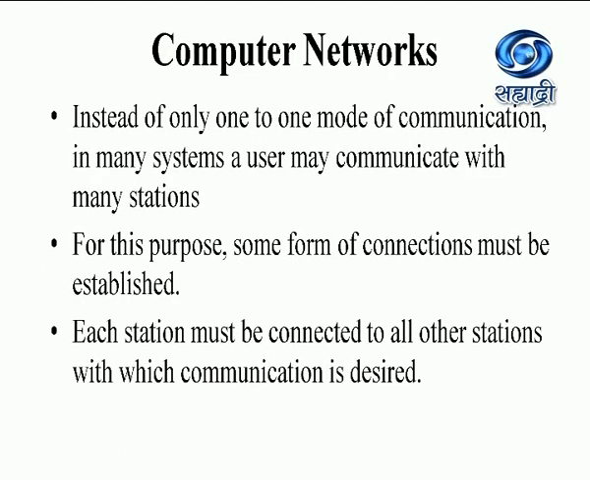So let's start with computer networks. What do you mean by computer networks? Instead of only a one-to-one mode of communication, in many systems, a user may communicate with many stations. For this purpose, some form of connection must be established. Each station must be connected to all other stations with which communication is desired. These networks are basically multitasking communication. If you use many stations for the communication, we can use these computer networks.